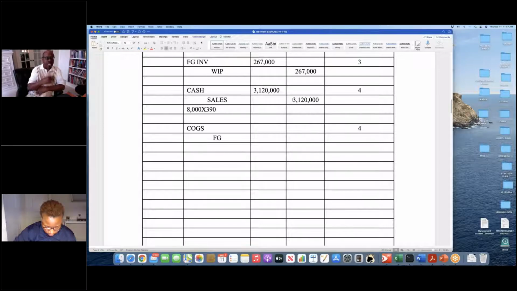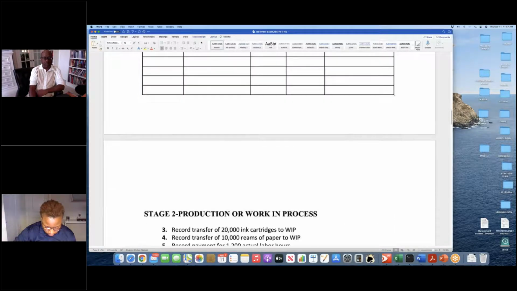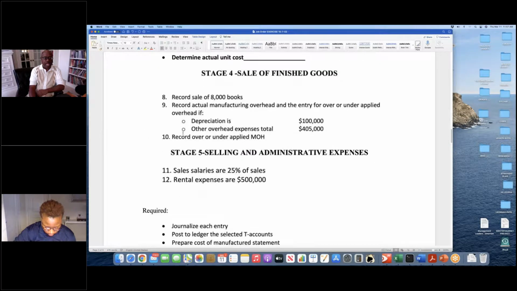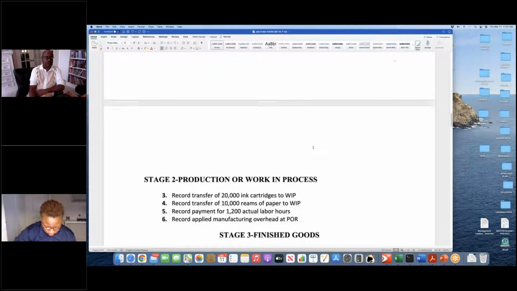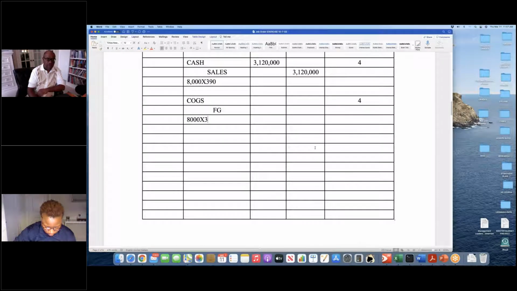3,120,000. Okay. Now we need the cost of goods sold. That's going to be 8,000 times 30, the actual cost. Gotta use that actual cost. We said the actual cost was about what? $30. Yeah. So what's 8,000 times 30? 240,000. So if we were actually running this business, we'd be in great shape.